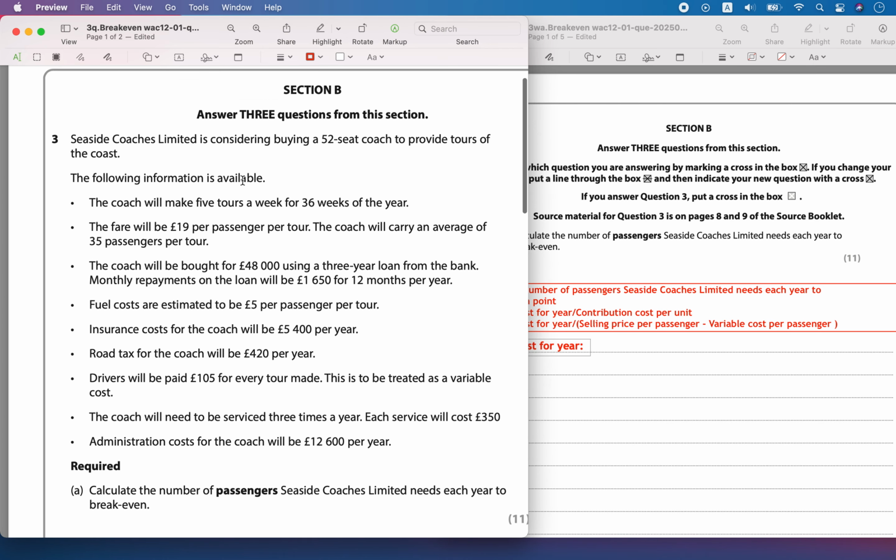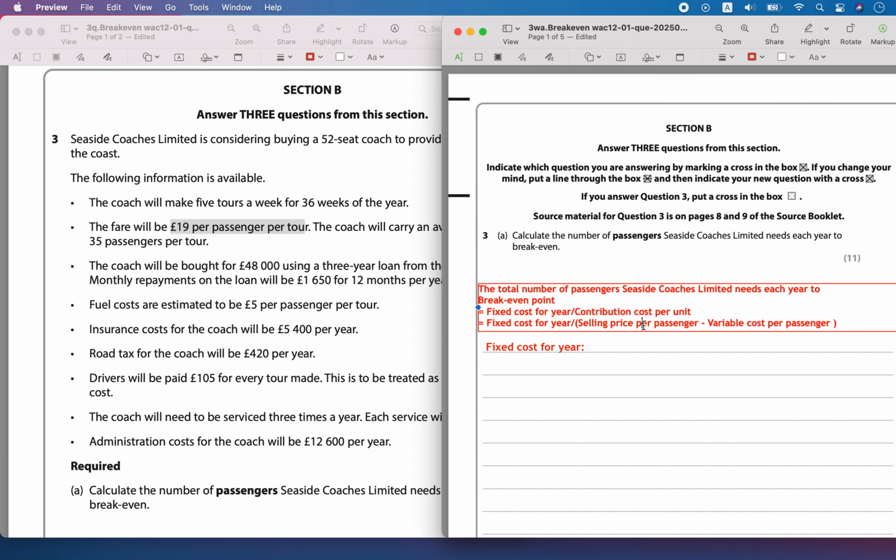For the entire year, what is the fixed cost? Now the following information is available. The coach will make 5 tours a week for 36 weeks a year. It's going to make 5 tours a week on weekdays, and that's going to be done for at least 36 weeks. The fare will be 19 pounds per passenger. The coach will carry an average of 35 passengers per tour. This is all about the passengers carried over the entire year, and you're going to charge 19 pounds per passenger per tour.